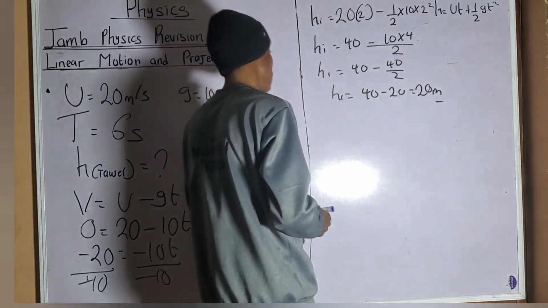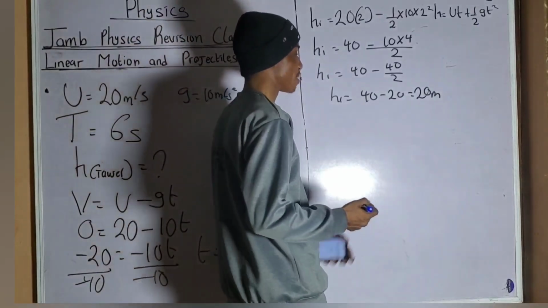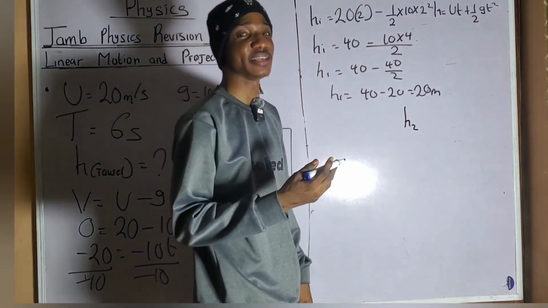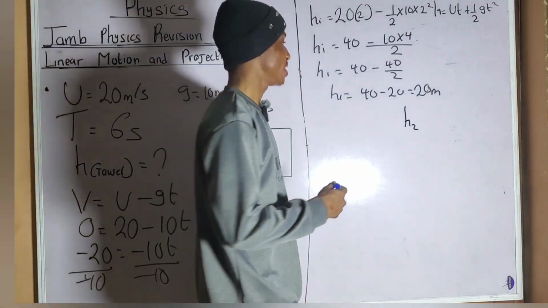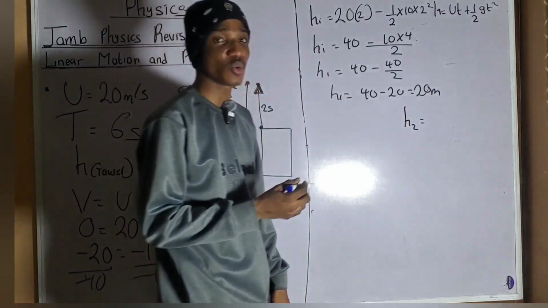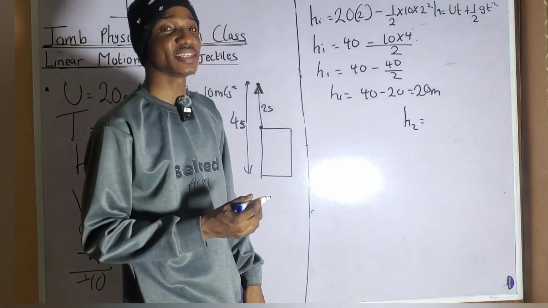We are still going to make use of the same formula. So for this, I'm going to have h2, which is the height that the ball covered when it was coming down. h2 is equals to ut plus half gt squared. Now u will be 0. Are you getting it? The initial velocity will be 0.